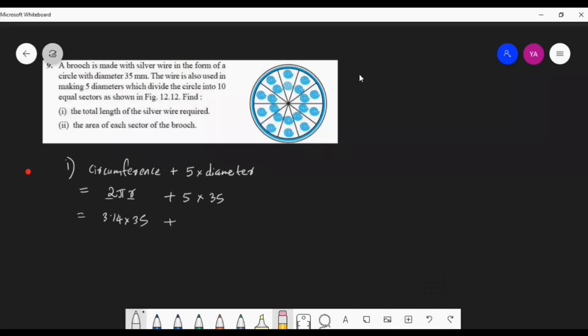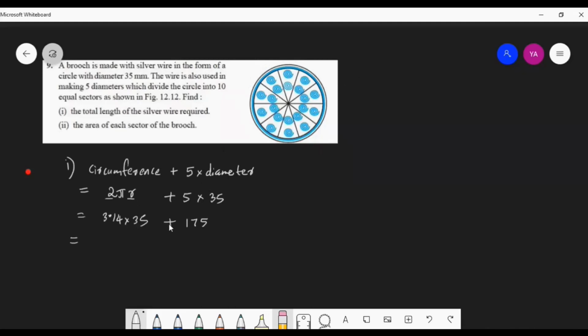Taking 35 common outside, both make the same, 175. Okay, 175 is correct. I think both make the same effort, so we can multiply this separately. 175. 3.14 into 35, what will come? Such questions I leave to you. Just a standard class six question, just to multiply. 3.14 into 35. What will come?